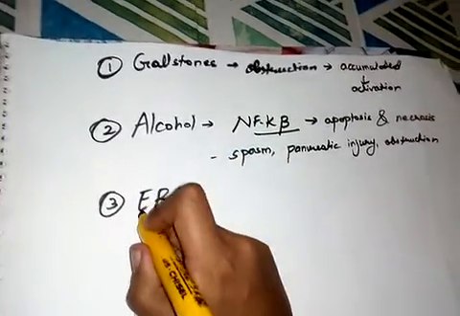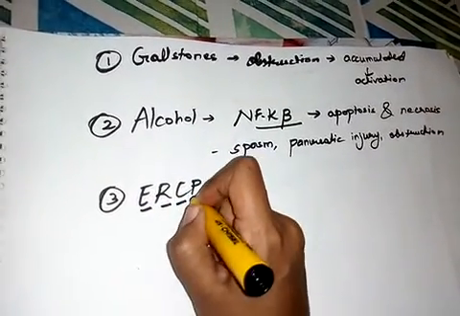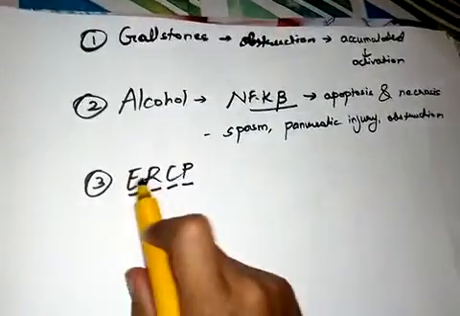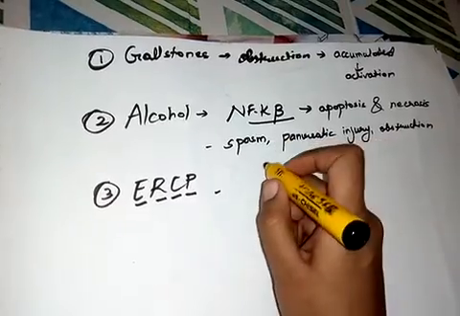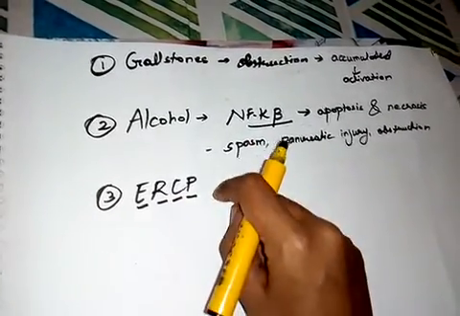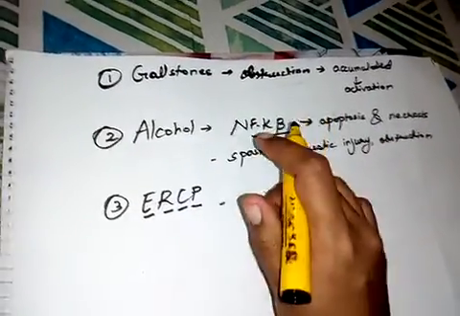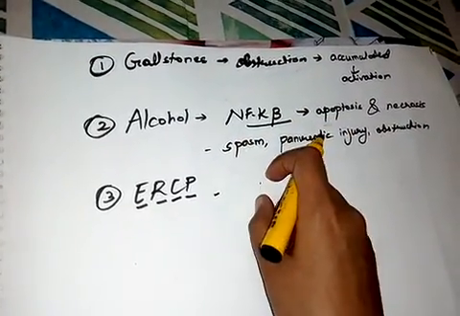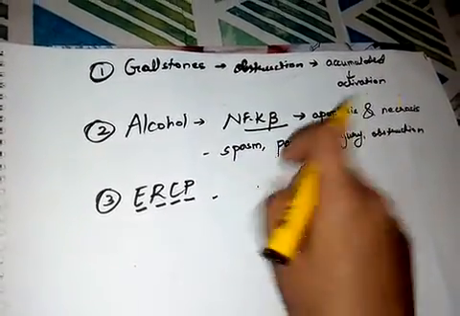What is ERCP? Endoscopic retrograde cholangiopancreatography. By name it suggests that through endoscopy we go up to the duodenum, up to the ampulla of Vater, and there we can perform any intervention which can be diagnostic as well as therapeutic in the hepatobiliary tree.